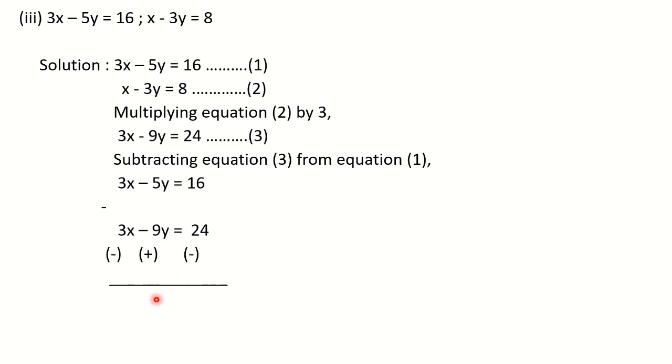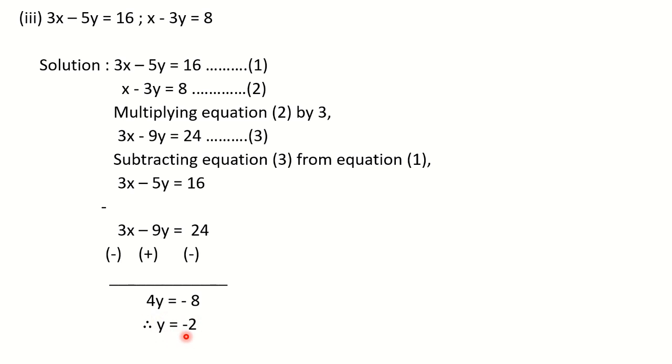So what we are going to get: 4y here, and here 16 minus 24. So we are going to get minus 8. So what we got here? 4y is equal to minus 8, and from that we will get y is equal to minus 2. So in this way x is eliminated and we have got the value of variable y.